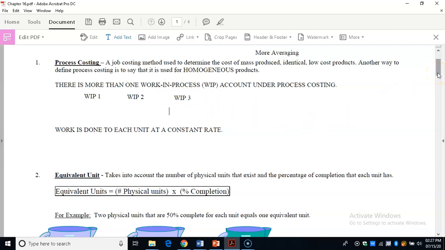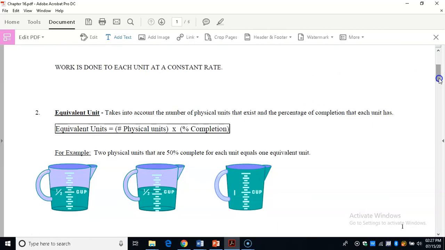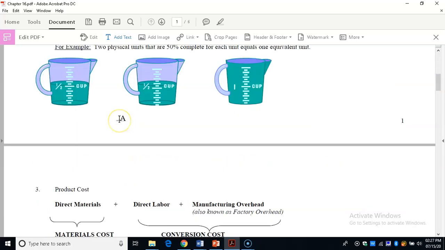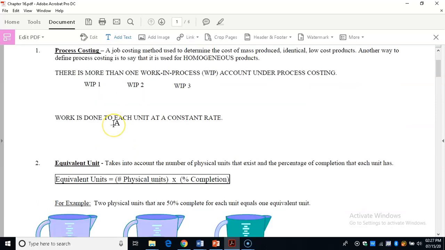Also, know that work in process means that everything is done at a constant rate. Okay, so that's very important. So for example, if everything is done at a constant rate, if I have 15 units and each one is 20% complete, it means that all 15 units are 20% complete. Okay? So each one of these units is 20% complete.